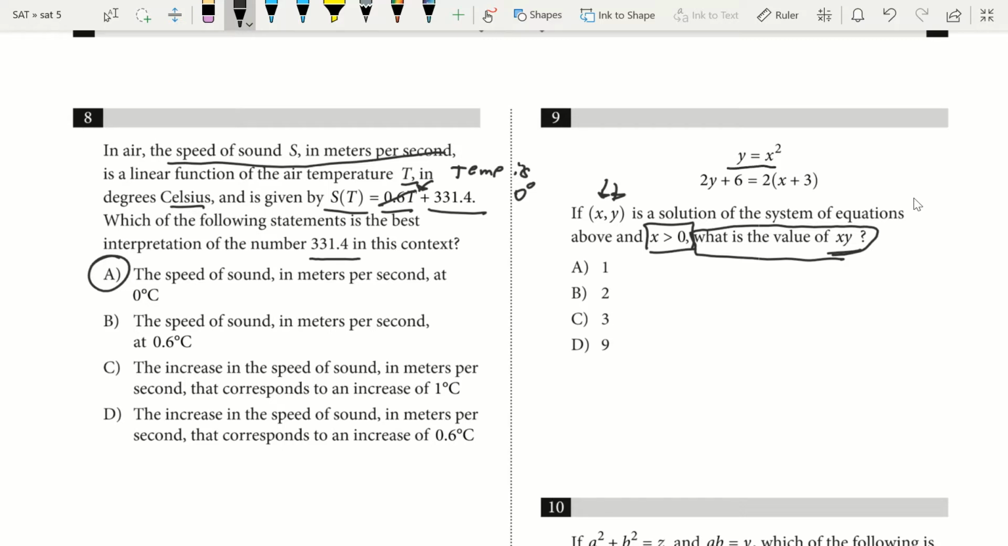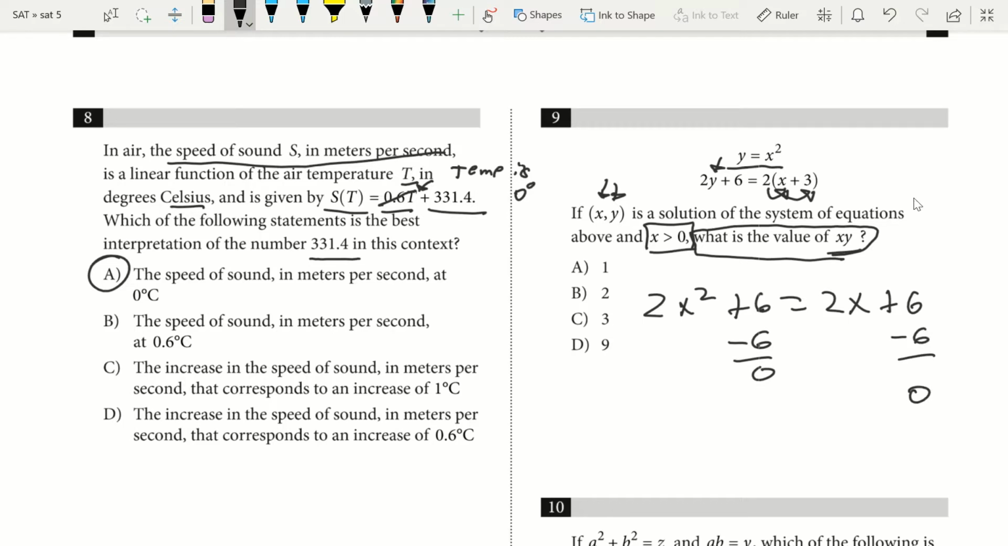Alright, so we're given that y equals x squared, so we can go ahead and plug that in to our equation for y. So we're going to have 2x squared plus 6 equals 2 times x plus 3. Well, 2 times x gives us 2x, and then 2 times plus 3 gives us plus 6. Now what we're going to go ahead and do is get all our x's on one side of our equation. So we're going to go ahead and subtract 6 from each side.